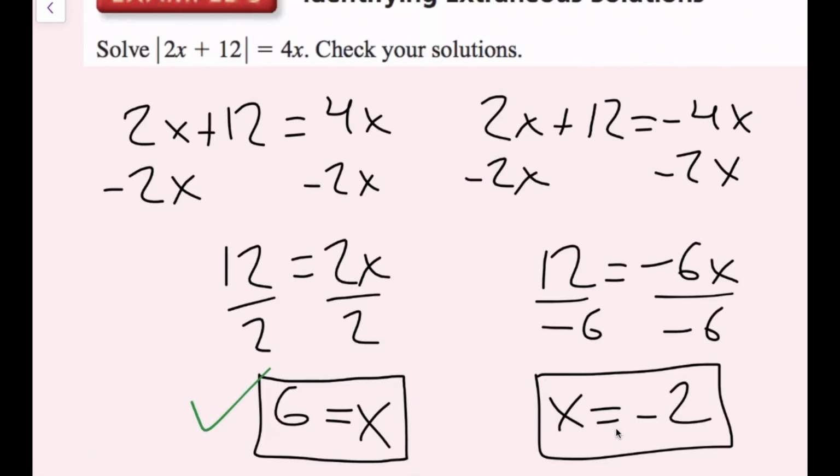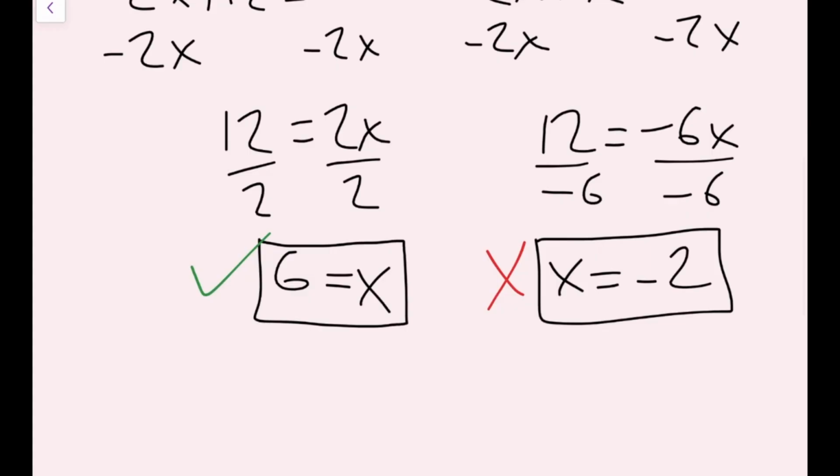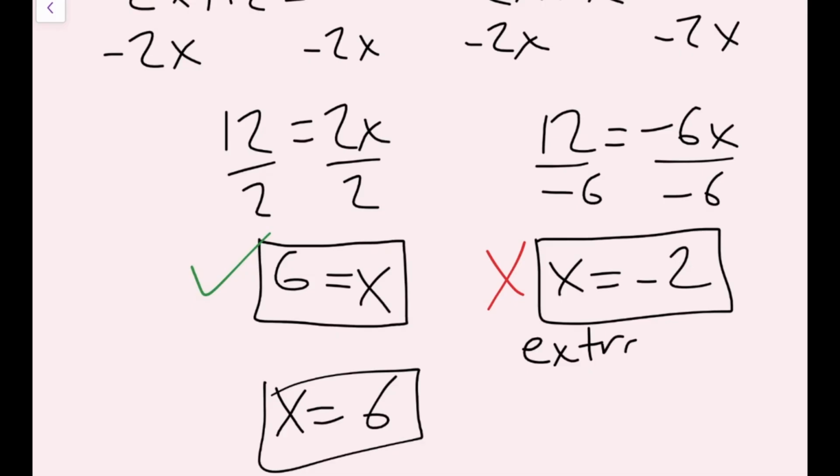And then for x equals negative 2, let's try it. I get 2 times negative 2, which is negative 4, plus 12 is 8. Absolute value of 8 is 8. But over here, I get 4 times negative 2, which gives me a negative value, which means it can't be anything. It's going to be negative 8. Negative 8 does not equal 8. So this is not a true statement. So this is an extraneous solution right here. So my only value is x equals 6. This is extraneous. And that's how to solve that problem and identify extraneous solutions.